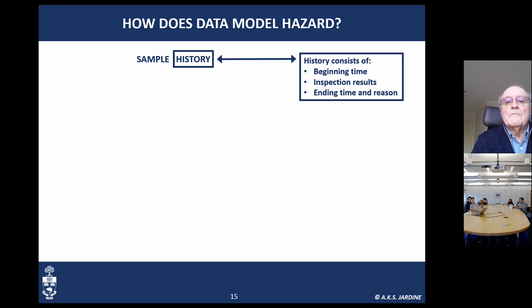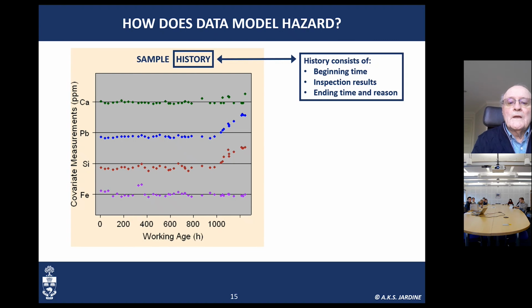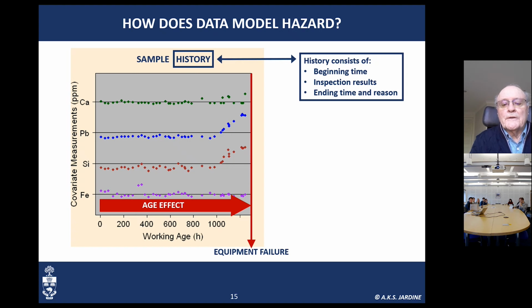So how does data model hazard? We have to have data. You have to have histories, which tell us information about when the item comes into service and when it comes out of service, and what the measurements are as it progresses over time. And then perhaps you have a failure at some point in time, so you have to have that information as well.